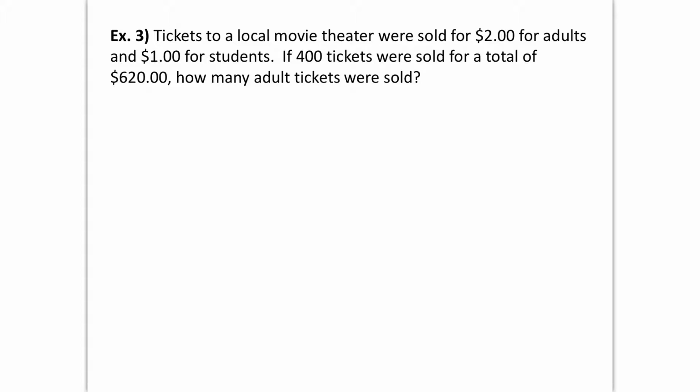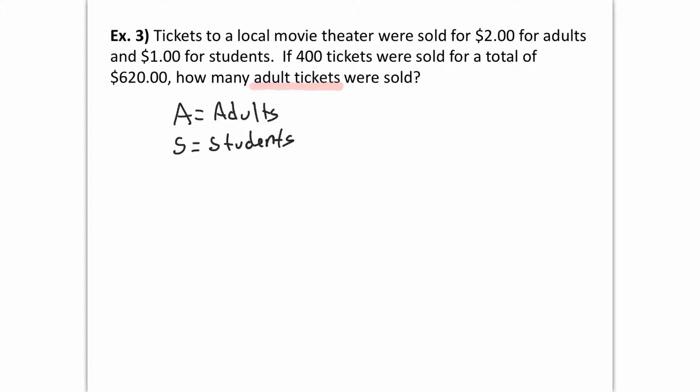So first, let's go ahead and underline, highlight what we are looking for. We are looking for adults tickets. So let's go ahead and set up the variables. We have 2 types of tickets, adults and students. So guess what? I'm going to use A for adults and I'm going to use S for students.